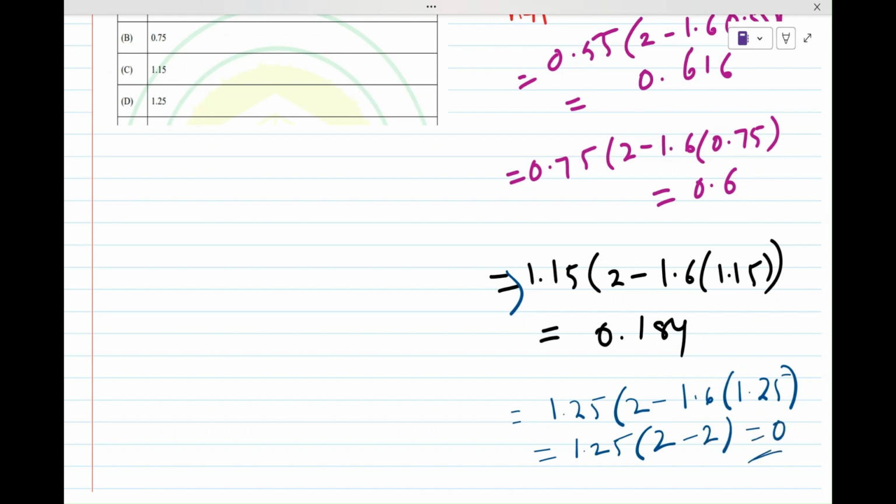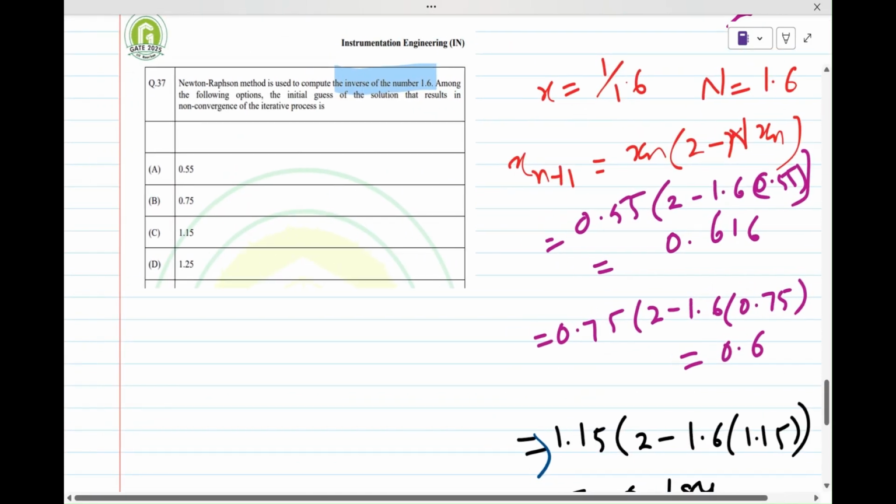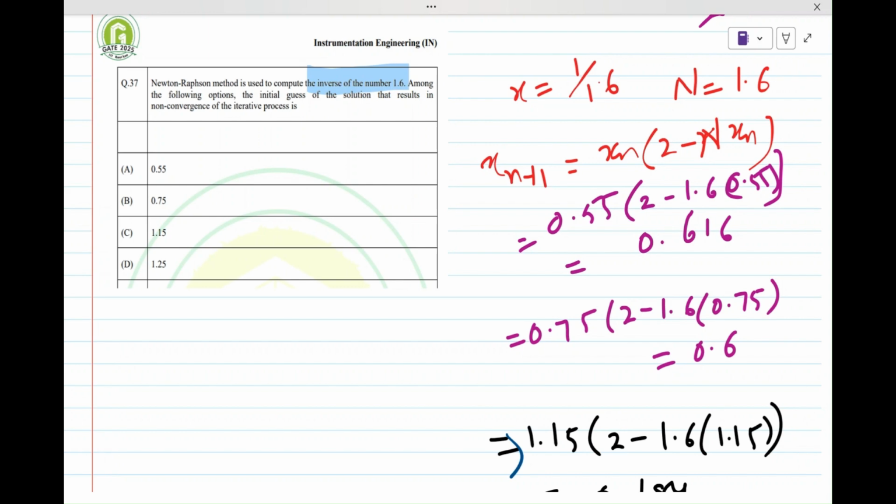Okay, so what does it mean? 1.25 is the correct option, that is the one that gives you non-convergence. So I hope you understand these questions.